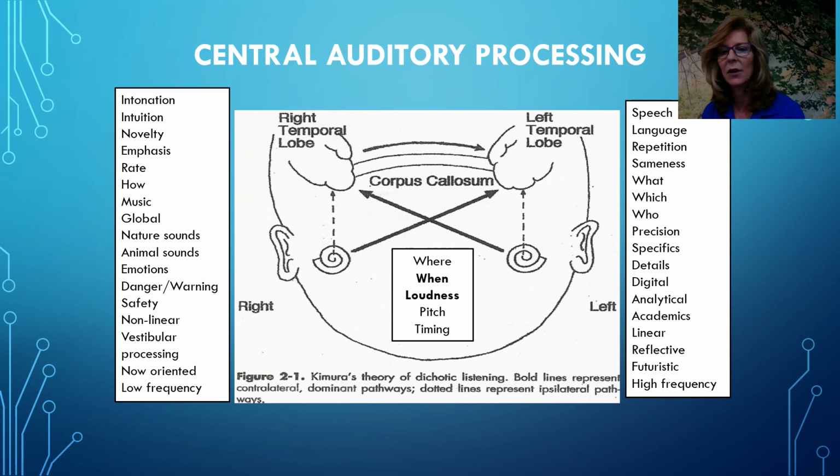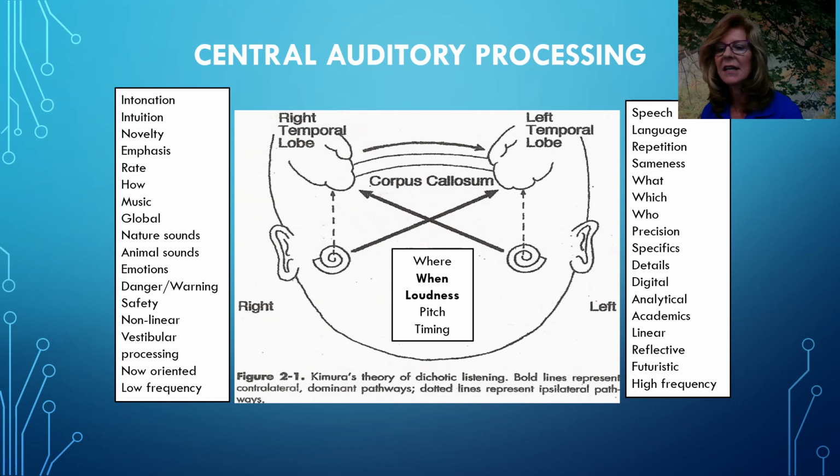On the left side of the brain are a host of different functions. This side of the brain is our speech side, at least for probably over 96% of individuals. So most of us have our speech and language centers on the left side of the brain. It's more involved in repetition. It likes to do the same thing over and over and over. Don't change my pattern. It likes that sameness.